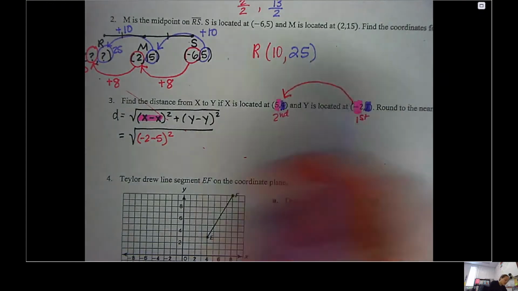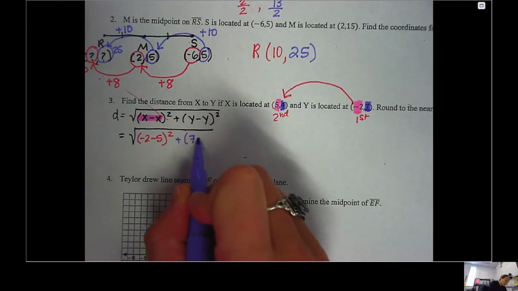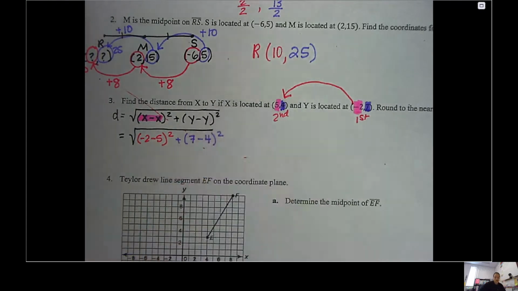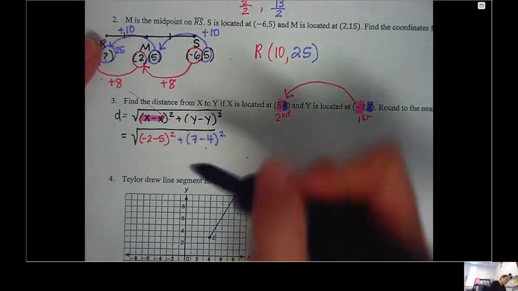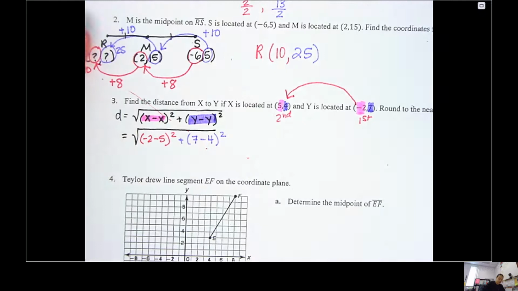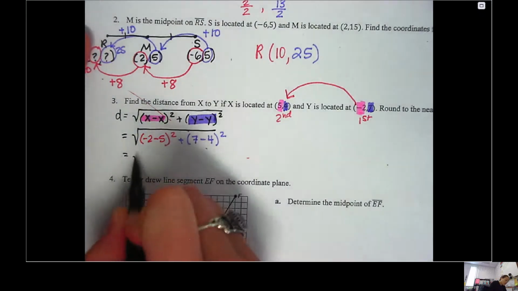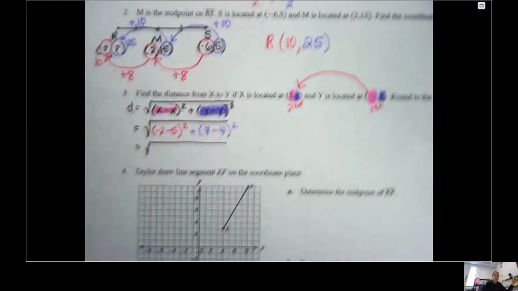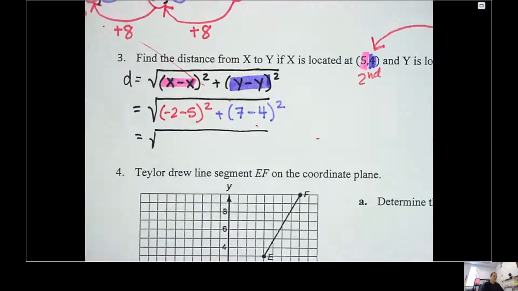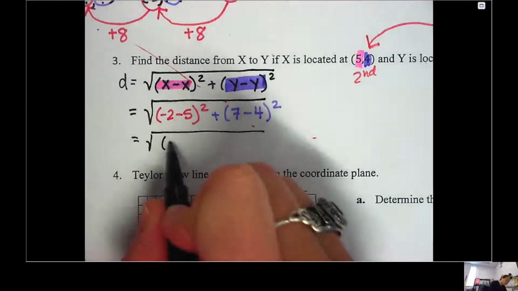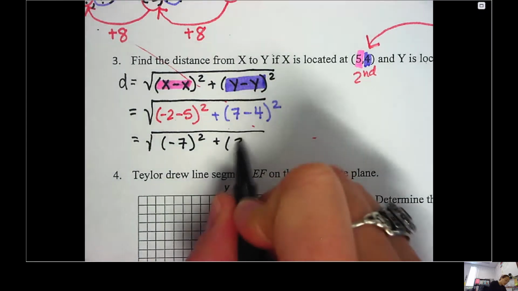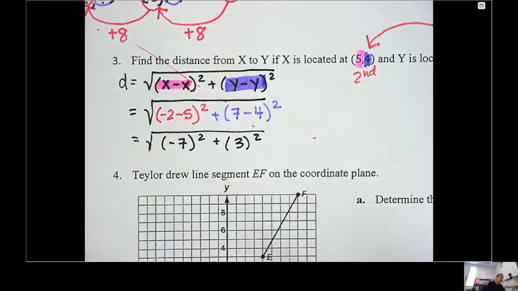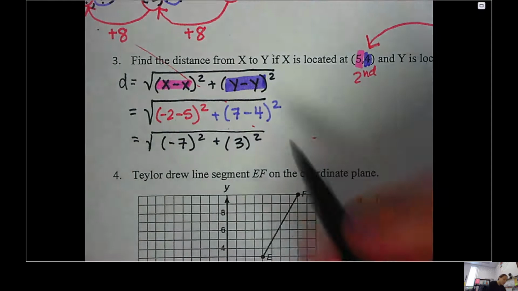So I'm going to do 7 minus 4, close my parentheses, and square it. So now I've got a little bit of order of operations here. I'm going to make sure that I do parentheses first. We've got -2 minus 5, which is -7, plus 7 minus 4 is 3, close my parentheses, square. Now I'm going to square each one of them because the next thing is exponents.